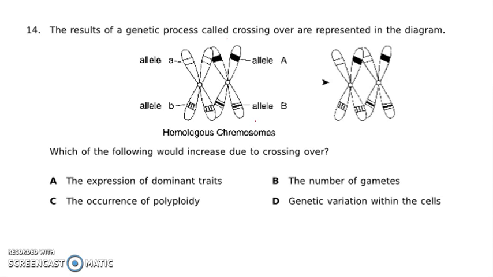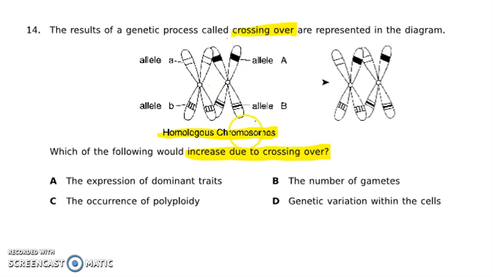Number 14. The results of a genetic process called crossing over are represented in the diagram. And we can see our image down here. It tells us these are homologous chromosomes. Which of the following would increase due to crossing over? So let's look at our image and figure out what crossing over is, if we don't remember.